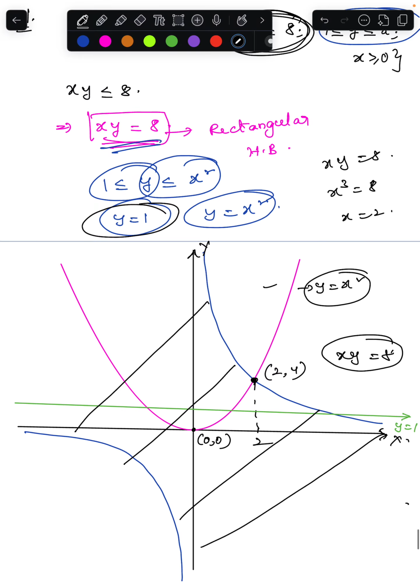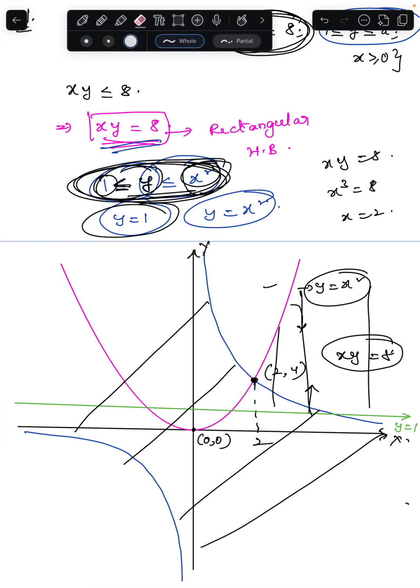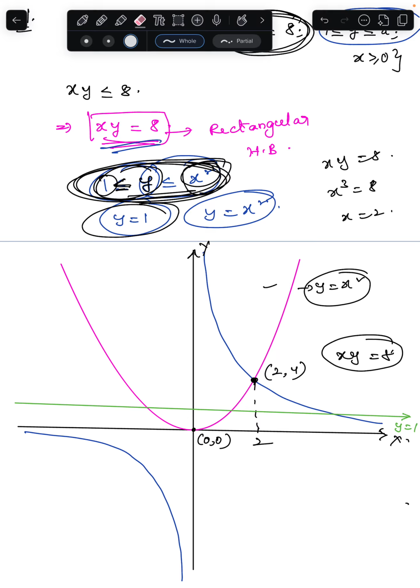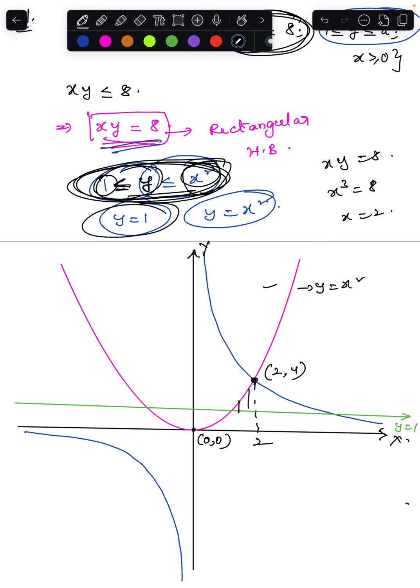Next, y greater than or equal to 1 and x squared greater than or equal to y. That means y should be greater than 1 and y should be less than x squared. So y should lie below y equals x squared and above y equals 1. That means this portion. If you take the intersection of all these, I will mark the required region here. The intersection of all this is this part.